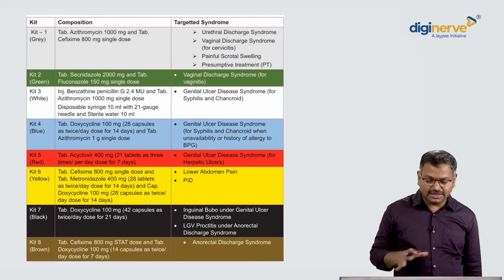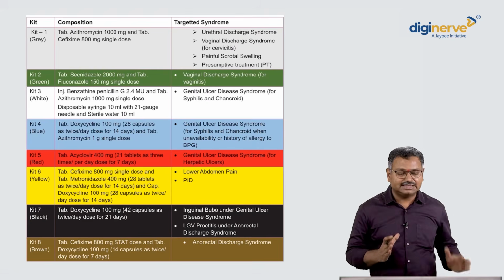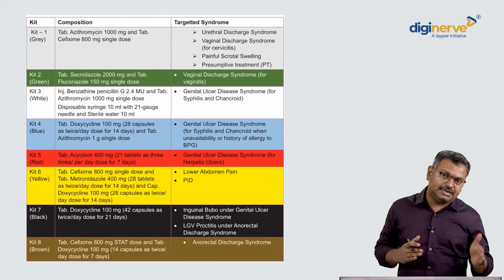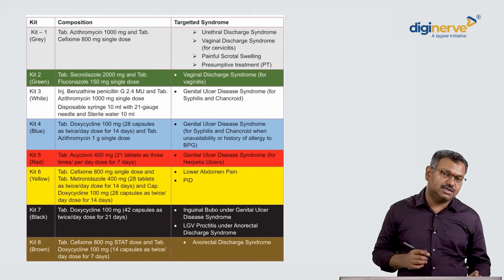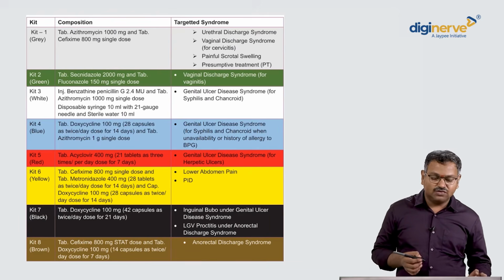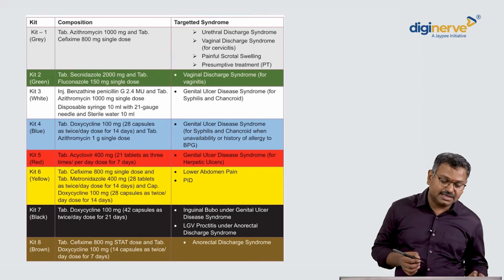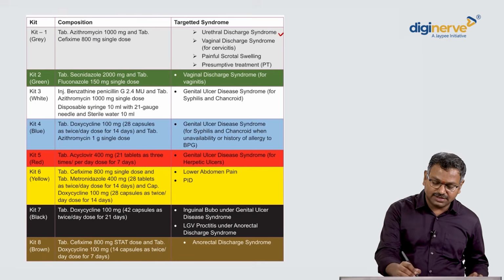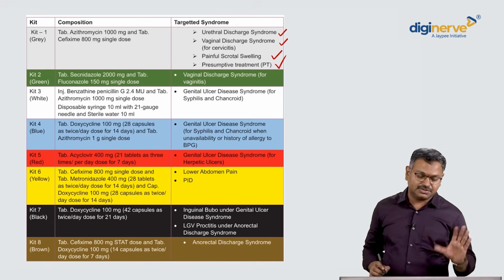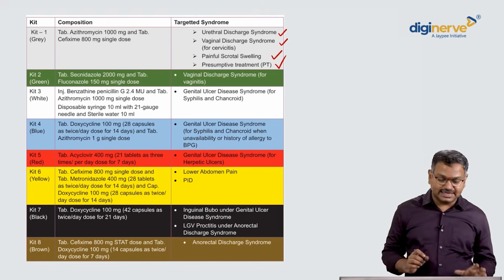So when we look at these various syndromes, you have certain drugs which are available, and as per the national guidelines, we have the 8 kits that are available. So kit 1 is what we call as the grey color kit, which is containing a tablet azithromycin 1 gram and cefixime 800 milligram. Now this is for the urethral discharge, vaginal discharge, painful scrotum, and for a presumptive treatment. So anybody with STI will get this kit 1.